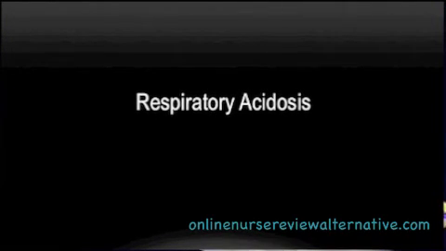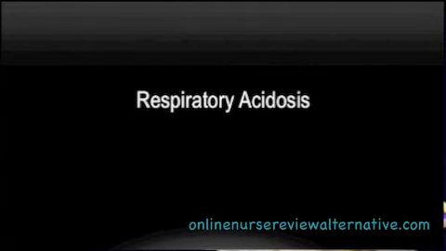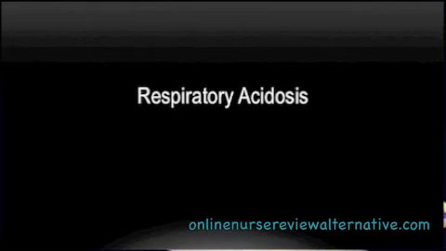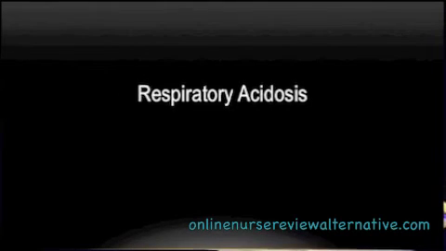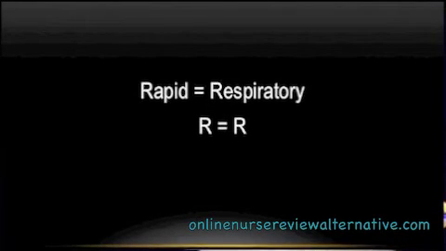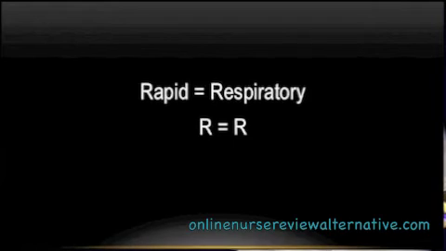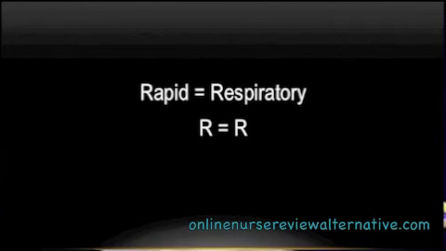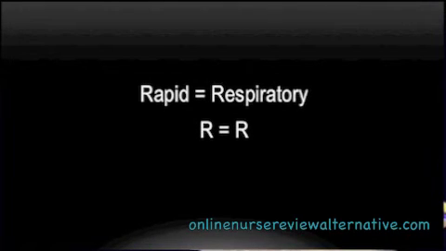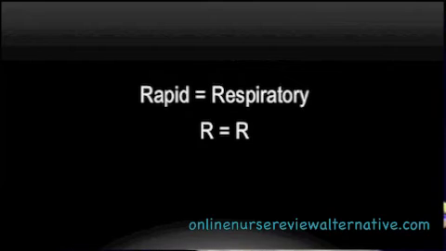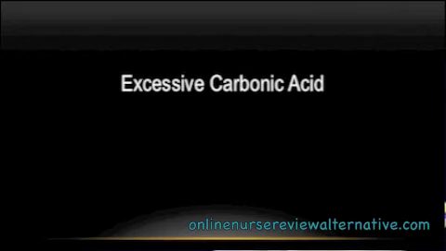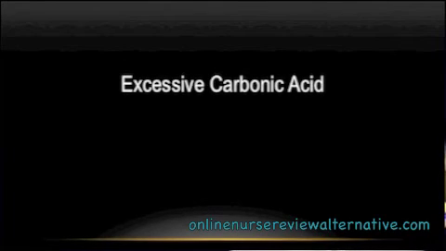Now, the next topic is respiratory acidosis. Now, I want to just remind you that when you see a rapid change in your patient, that rapid means it's respiratory. If you see a rapid change in acidosis or alkalosis or in the patient's condition and you're suspecting that it's acidosis or alkalosis, it always is respiratory because metabolic changes take a little bit longer. So the rapid changes are respiratory, and the R's go together, rapid and respiratory. It is because they have an excessive carbonic acid. There's too much carbonic acid, which means that they're retaining carbon dioxide.